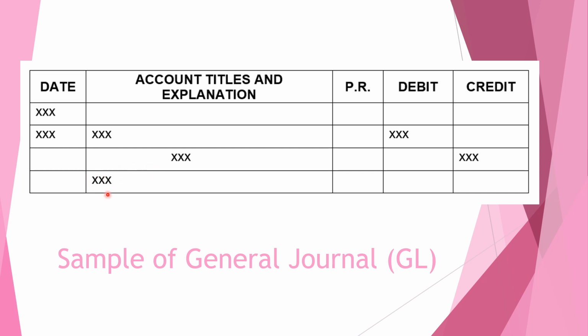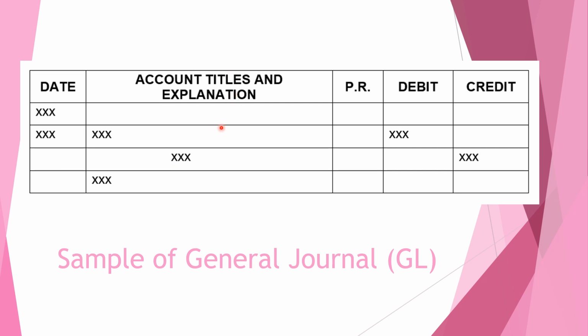Next, we have the brief explanation of the transaction, which appears on the line below the credit. So this is the debit account title, the credit account title, the debit amount, the credit amount. Then this is for the explanation. So a space is left between journal entries. So the blank space separates individual journal entries and makes the entire journal easier to read.